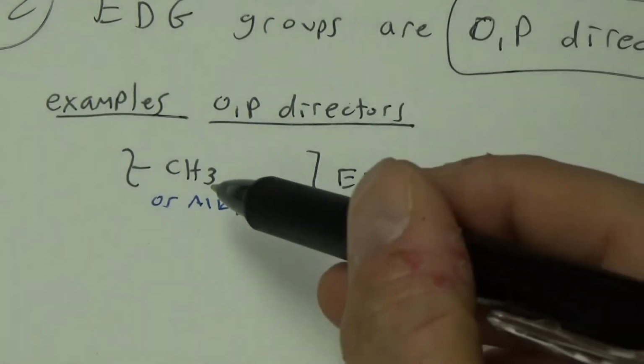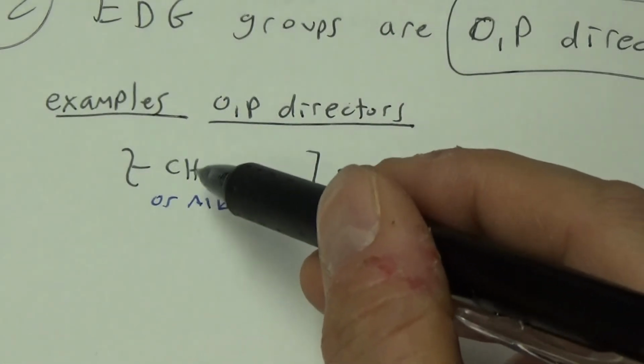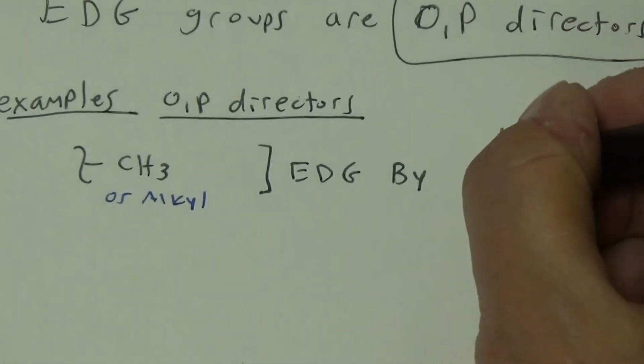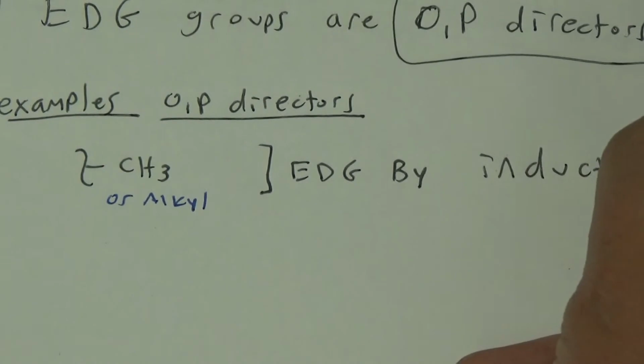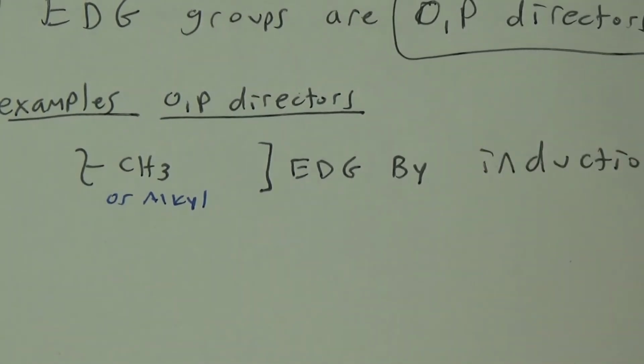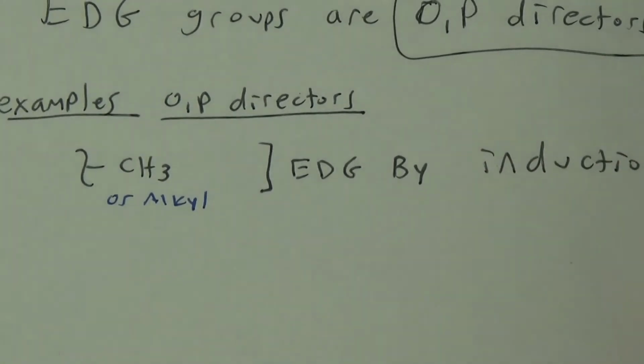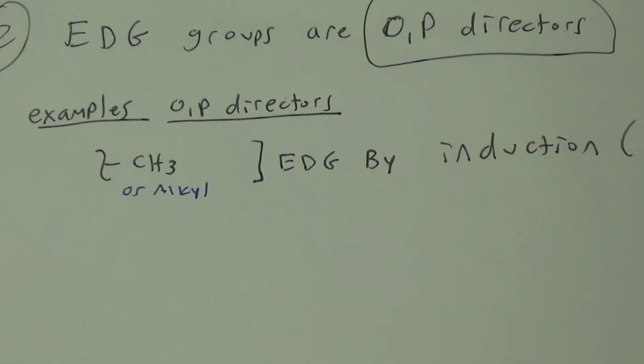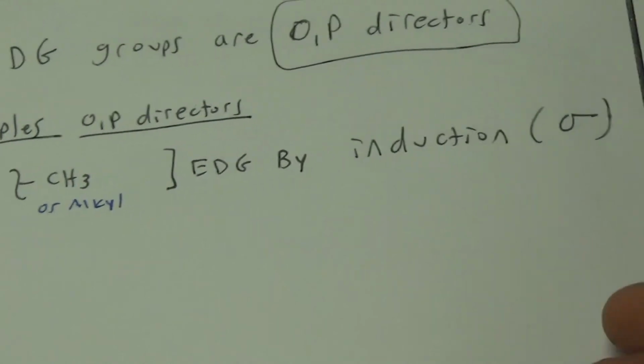Well, it can't form double bonds. There's the H's and the carbon, and they can't form double bonds, so this is not resonance, this is induction. So induction, is that the sigma bonds or the pi bonds? This is sigma, right? Sigma electrons, okay.